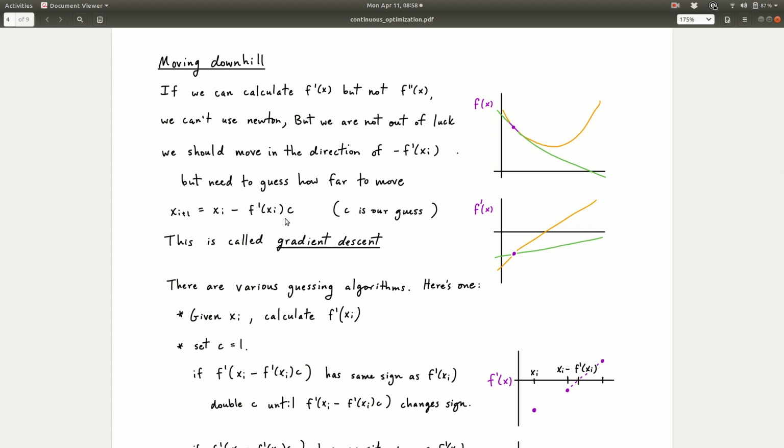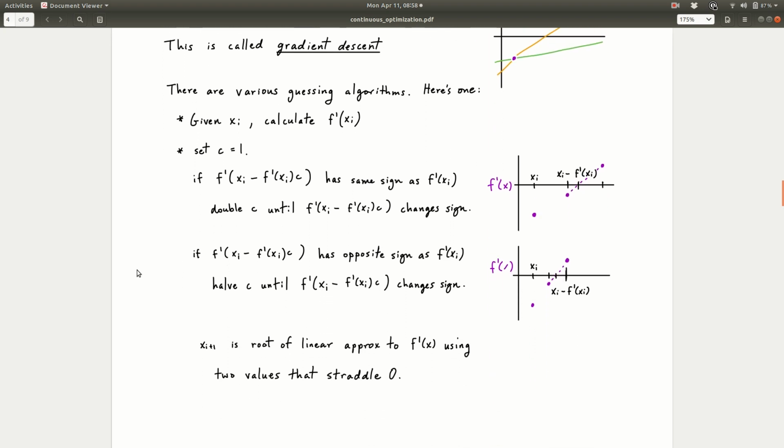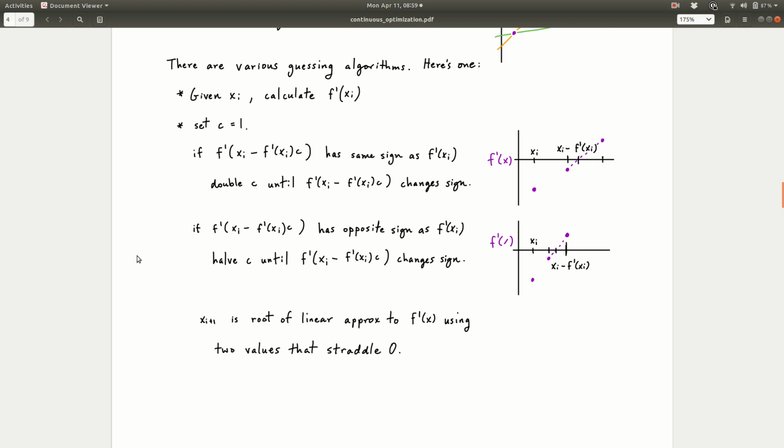So in general, this kind of method is called gradient descent. In one dimension, you could really just call it derivative descent. We'll look at the multivariable problem in a minute. And then there are various algorithms for guessing how far to move. I'm just going to give you one of them, but you can dream up your own, or there are other ones out there.